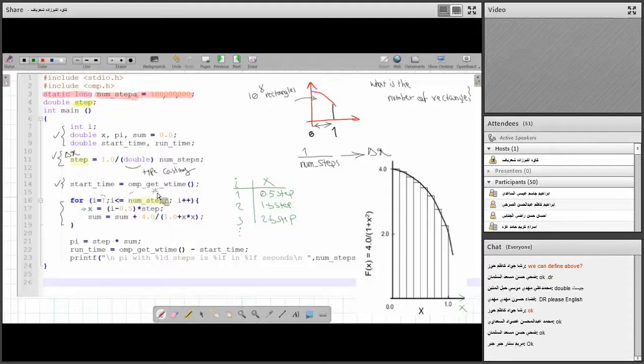I from 1 to number of steps, and calculating the x. We have a table like this. I changes from 1 to number of steps, and x accordingly will be something like this.